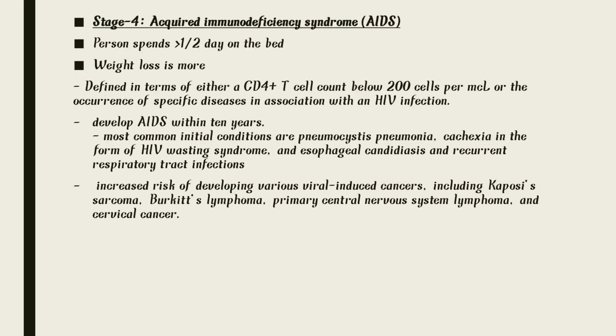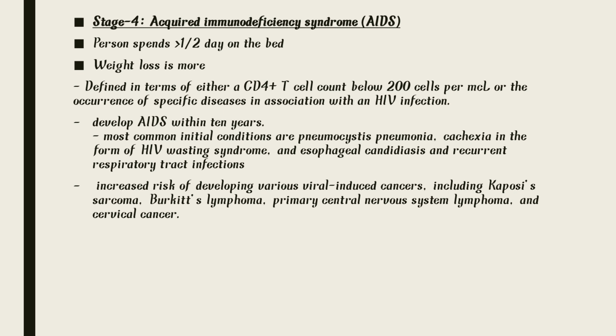In stage 4, acquired immunodeficiency syndrome. The person spends more than half a day on the bed and weight loss is increased. It is defined in terms of CD4 cell count below 200 cells per microliter, and the occurrence of specific diseases in association with HIV infection. AIDS develops within 10 years after the HIV infection.